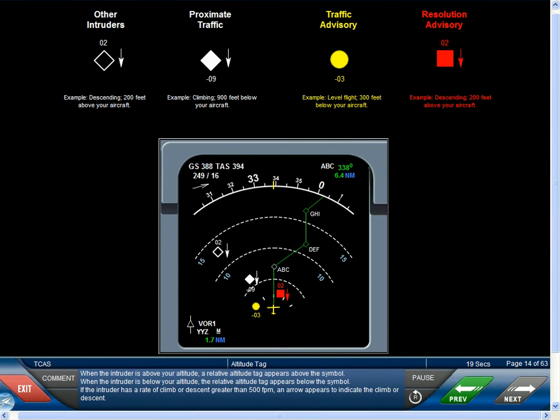When the intruder is above your altitude, a relative altitude tag appears above the symbol. When the intruder is below your altitude, the relative altitude tag appears below the symbol. If the intruder has a rate of climb or descent greater than 500 feet per minute, an arrow appears to indicate the climb or descent.